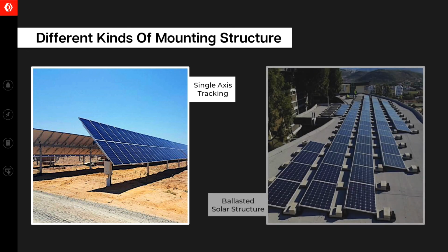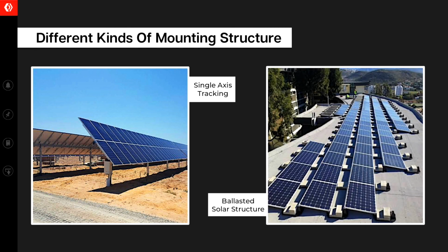The next structure is the ballasted structure. Ballasted structure is one of the most widely used structures in the US and in Europe. The ballasted structure is pretty similar to a fixed tilt structure, the differences being it is a low tilt and placed quite close to the ground. But ballasted structure has many other advantages, and those are quick installation, cheaper as compared to fixed tilt, and a better utilization of space.